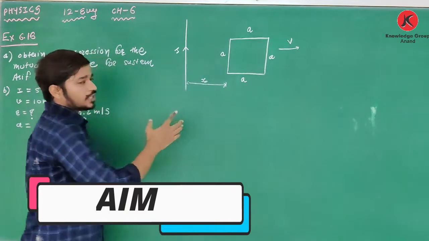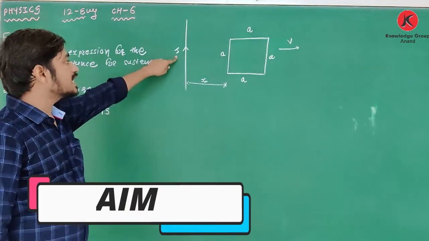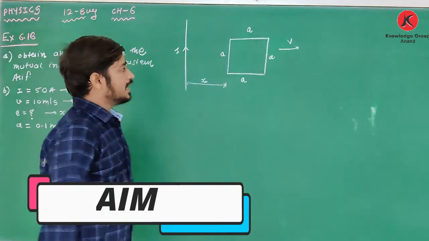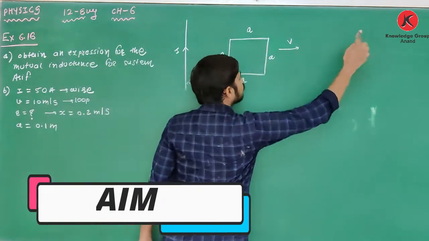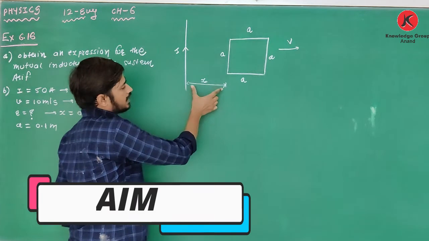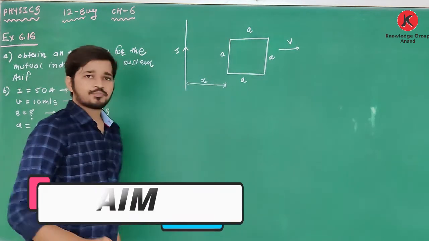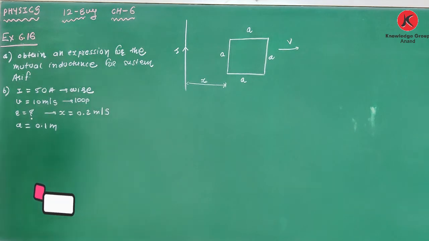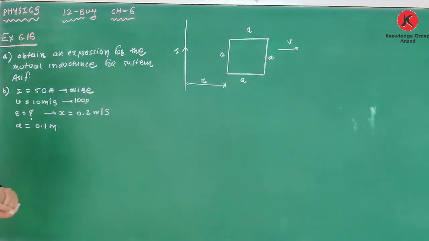A straight long wire carrying current I, and one square loop having side A is moving with velocity v in this direction, and x is this distance. Yes, you have to find what is the equation of mutual inductance. Now see how to obtain the equation of mutual inductance.